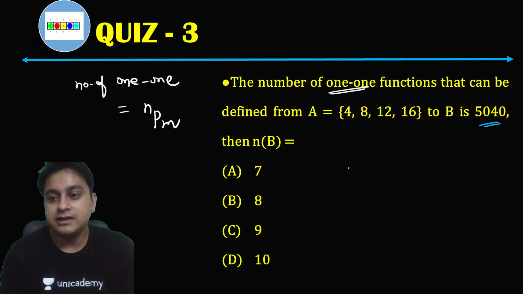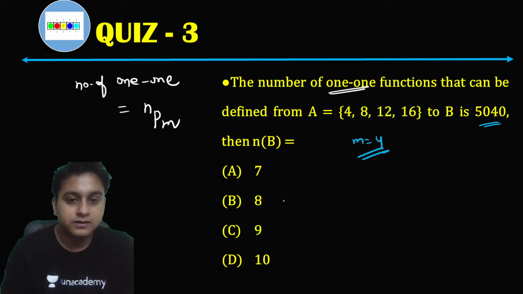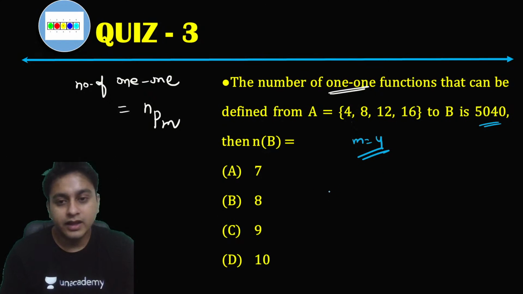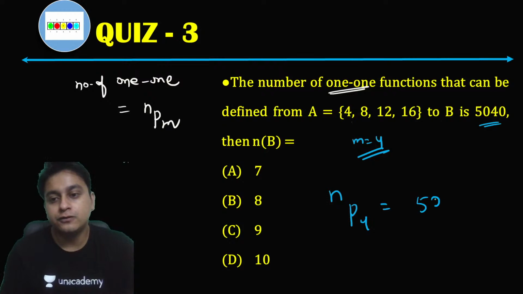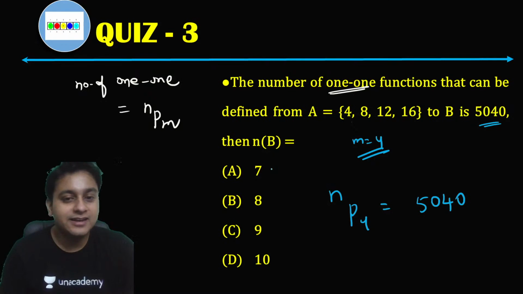So what will happen here? Tell me. So guys, nPm, m is given already. m is 4. So guys, nP4 is 5040. So what should be the value? Guys, can it be 7? No. Last digit is coming 0, na? Very good, Sindhuja. Last digit is coming as 0.